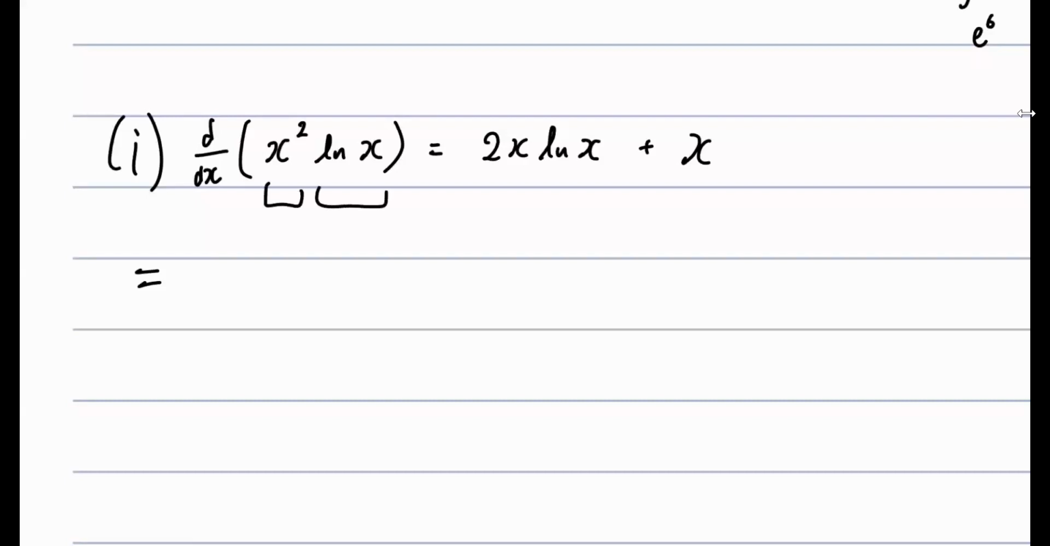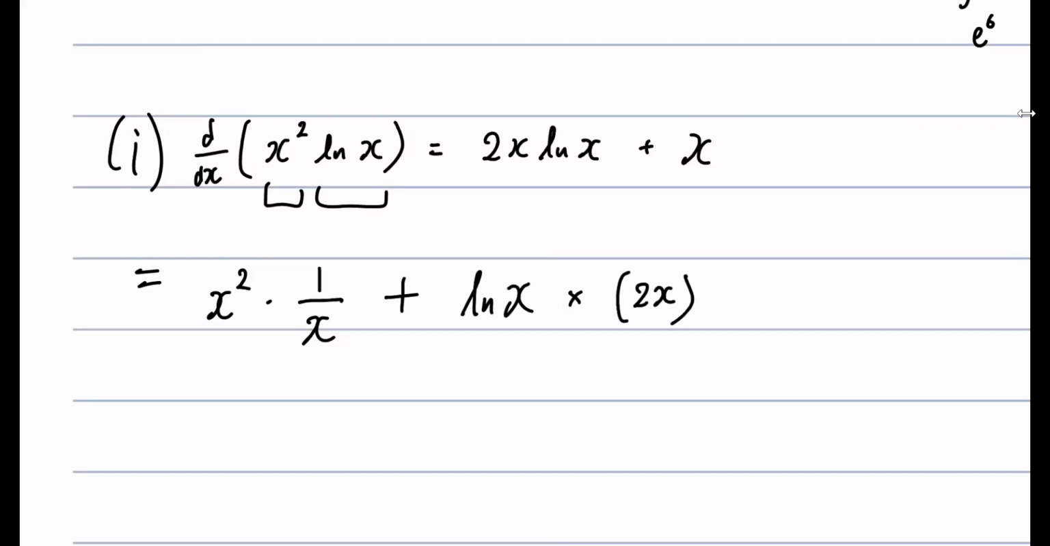There's a product going on, x squared multiplied by ln x, so you have to use the product rule. Keep one, differentiate the other. Differentiate ln, you get what? 1 over x. Plus or minus? Plus. Very good, product rule. Then you keep the other and differentiate the first one. Differentiate x squared, you get 2x.